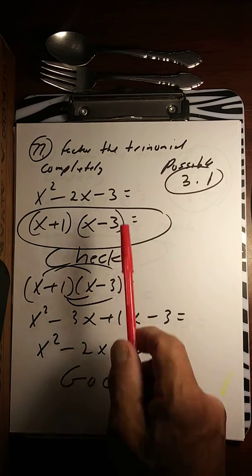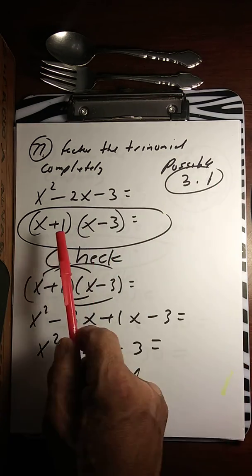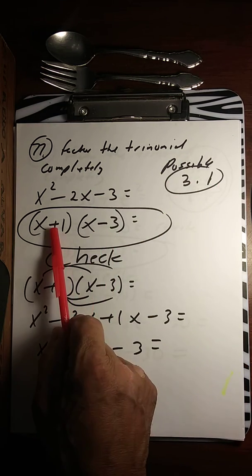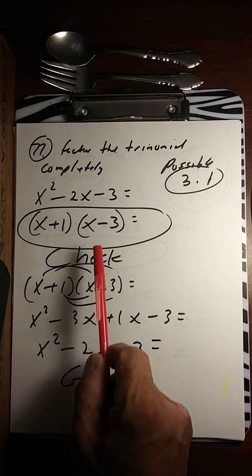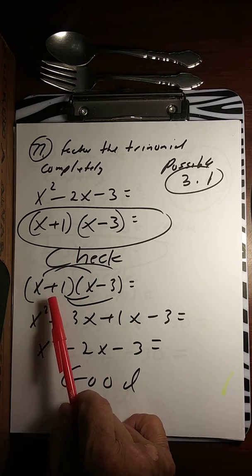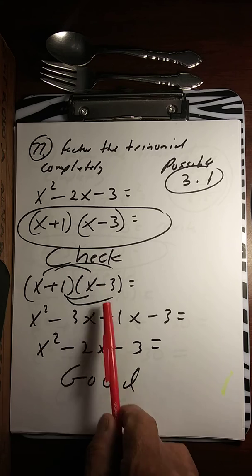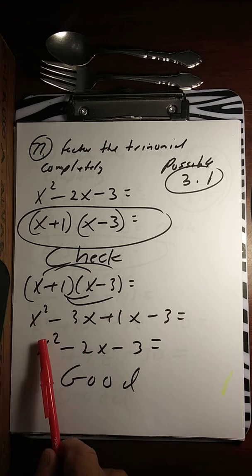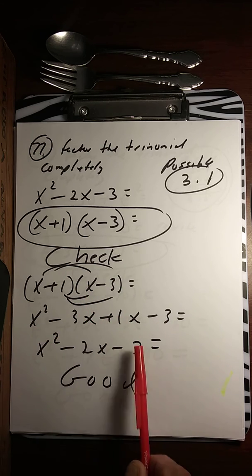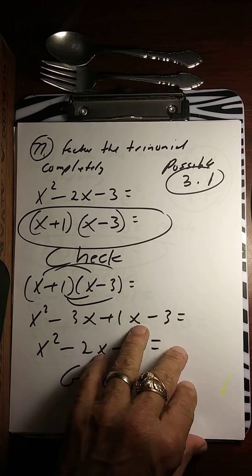Factor the trinomial completely. Well, 3, 1. That's all we have. 3, 1. So plus 3. So we're going to have positive x plus 1, x minus 3. Does that work? Let's see. X times x is x squared. That times that is minus 3x, 1x, minus 3. So x squared minus 2x minus 3. Does that match? Yes.